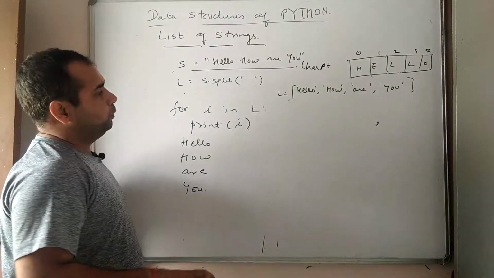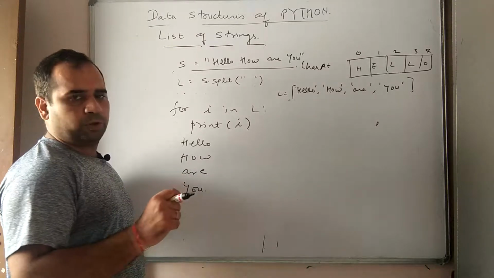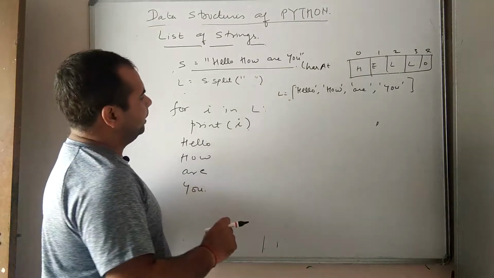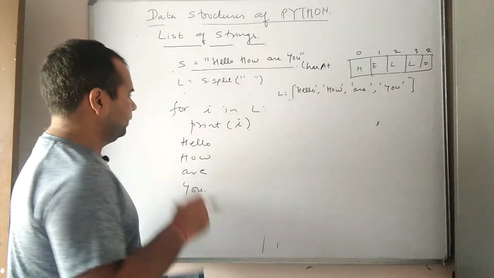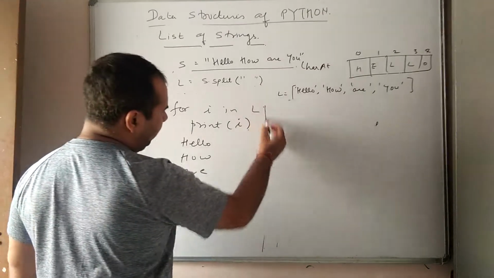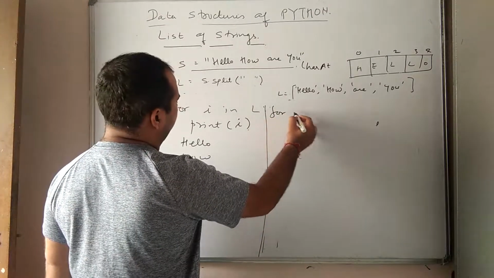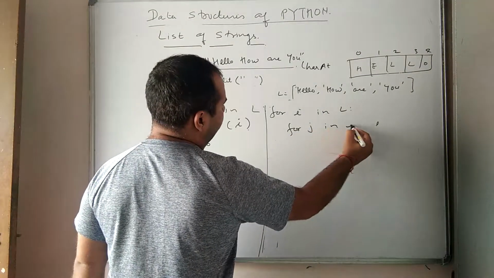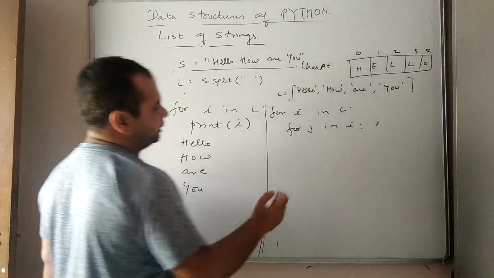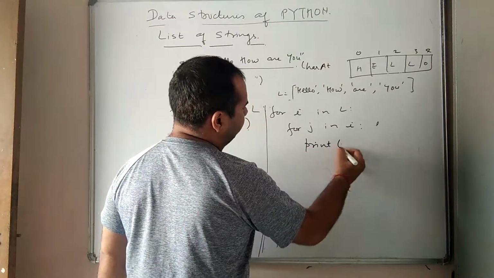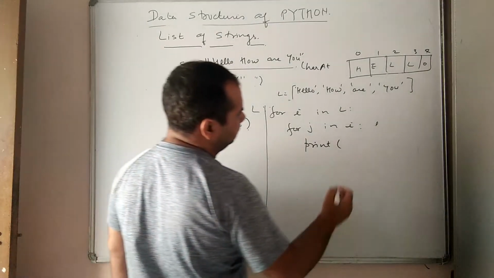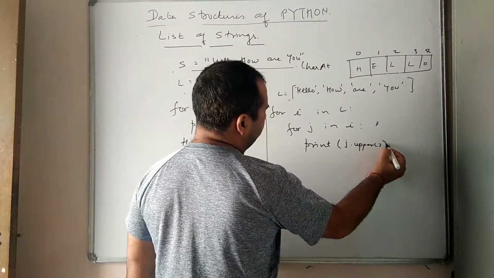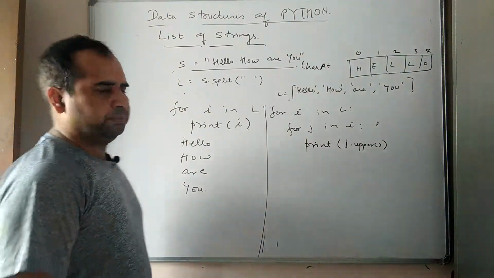You can also iterate, or you can also directly access each and every alphabet of this string by nested looping. Let us see now. This is one thing. Now if I write for I in L, for J in I, and I write print J dot upper, it is used to print the characters in uppercase.